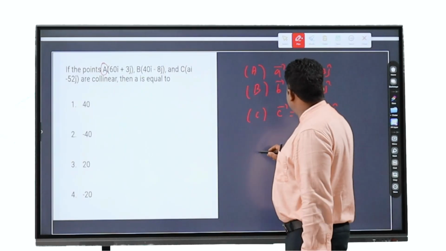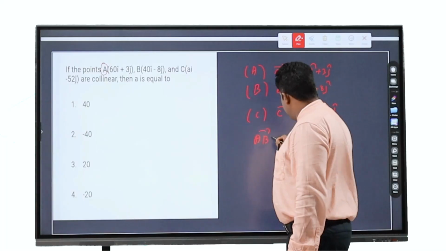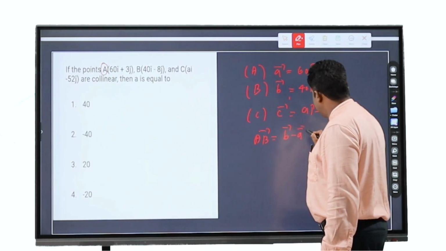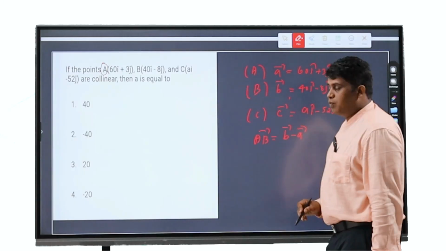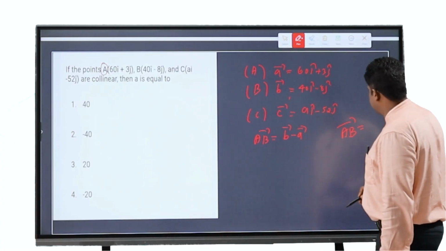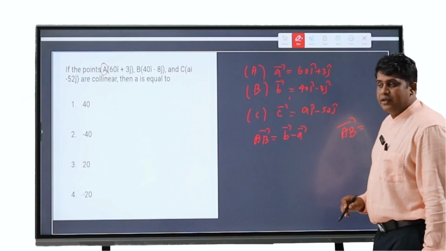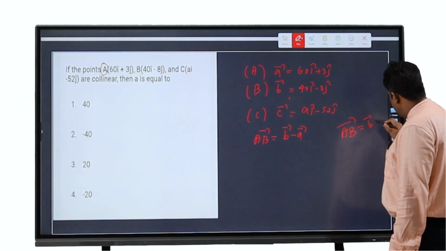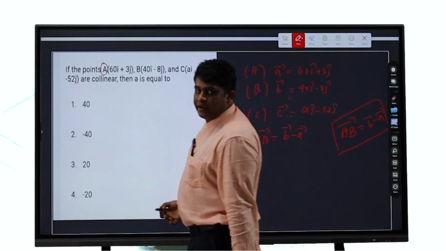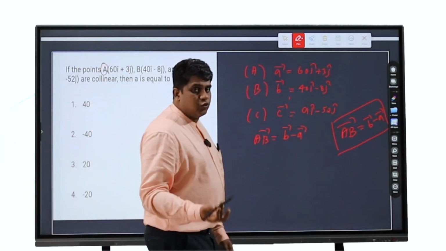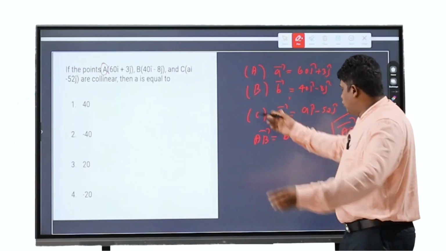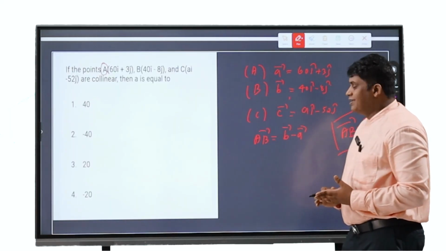Then what is AB vector? AB vector is the position vector of B minus the position vector of A. How can we express a vector joining two points A and B? It is the position vector of B minus the position vector of A. What about CD vector? Position vector of D minus position vector of C. What about PQ vector? Position vector of Q minus position vector of P. Here AB vector is the position vector of B minus the position vector of A.